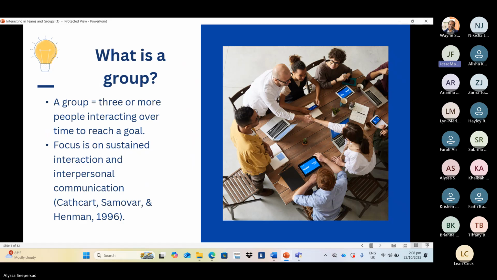So, what is a group? In this context of leadership, a group refers to three or more people interacting over time to reach a goal. Individuals in this group focus on sustained interaction and interpersonal communication in order to achieve this goal. So, what this means is that persons communicate and work together over a period of time, and they actively make contributions to the group in order to reach their common goals. An example of a group would be your group assignments for all of your courses.